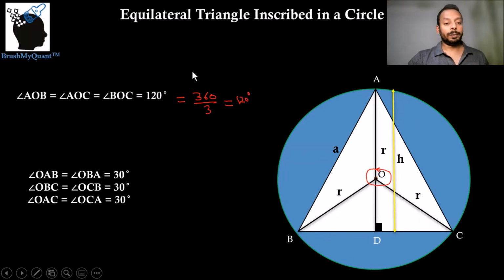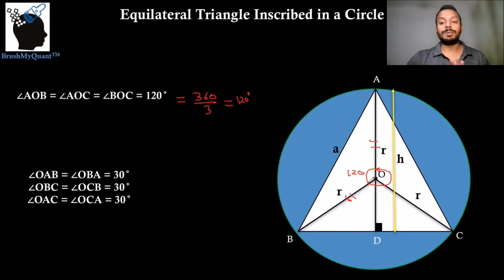Now angle OAB is equal to angle OBA is equal to 30 degrees. And similarly, OBC, OCB, OAC and OCA will also be 30 degrees each. So let's see how that happens. Let's pick up any triangle, let's say triangle OAB. Now here we already know this angle is equal to 120 degrees. We also know OA is equal to OB is equal to R.